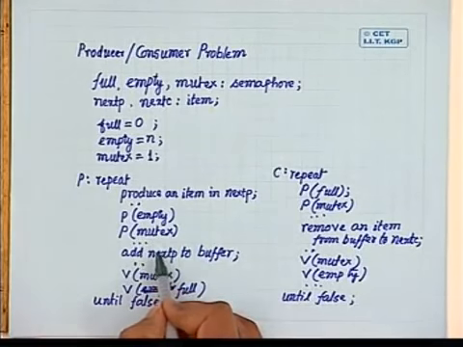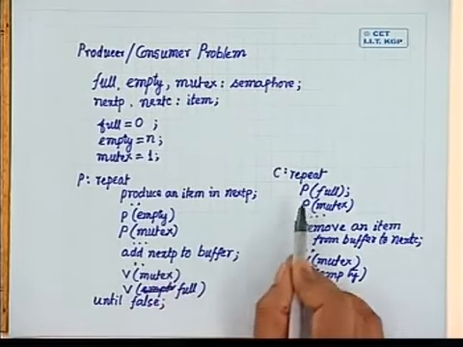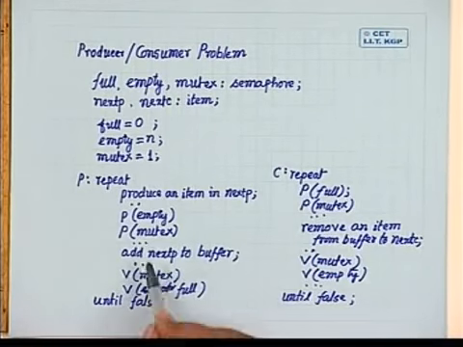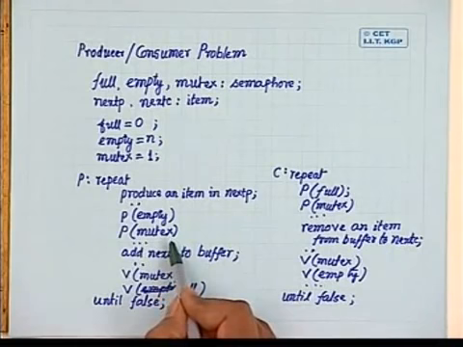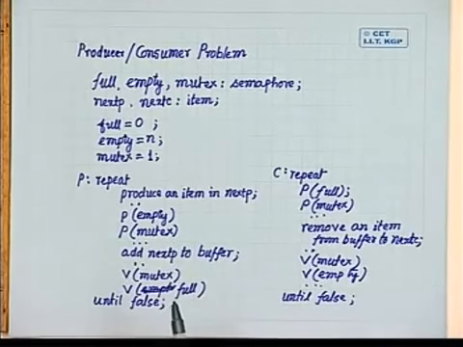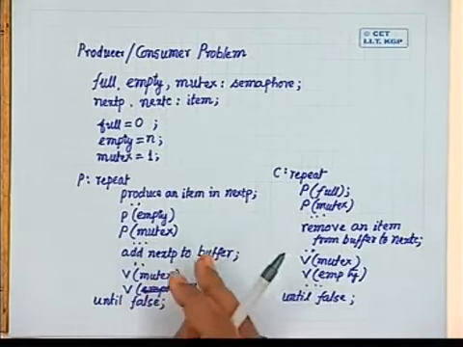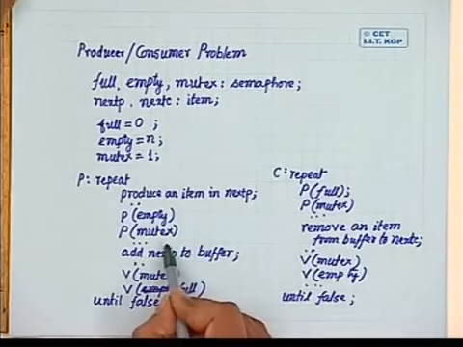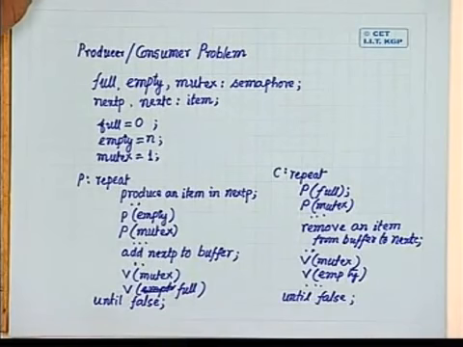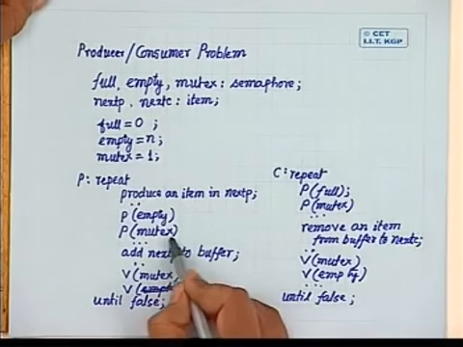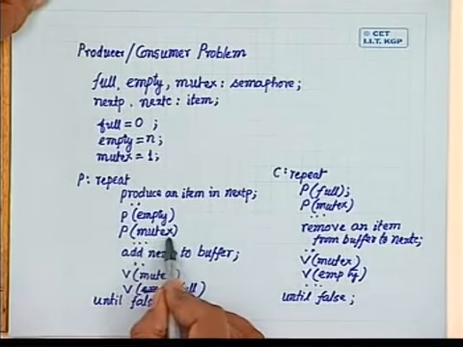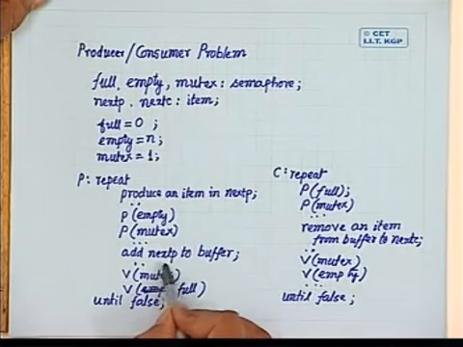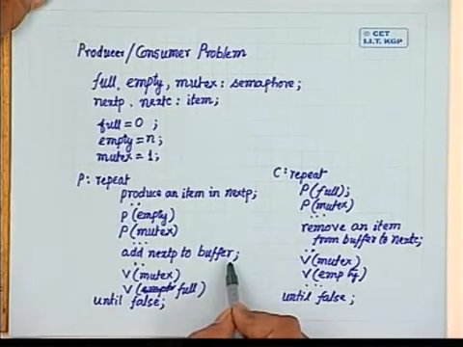allows only either the producer process or the consumer process to access the buffer at a time. So it maintains the mutual exclusion of the buffer. Both producer process and consumer process cannot access the buffer at the same instant of time. That is ensured by this mutex semaphore variable. After that, if P mutex is also successful, this next P, the item will be added into the buffer.